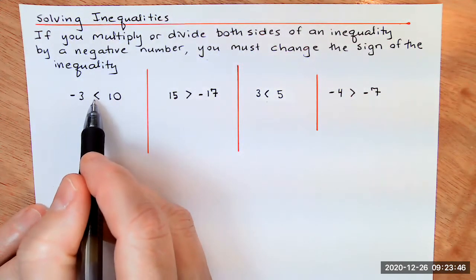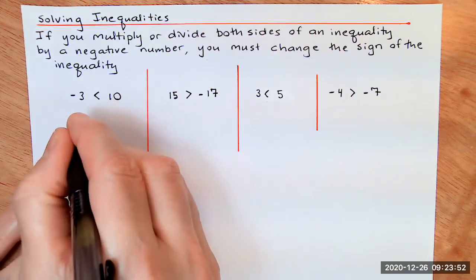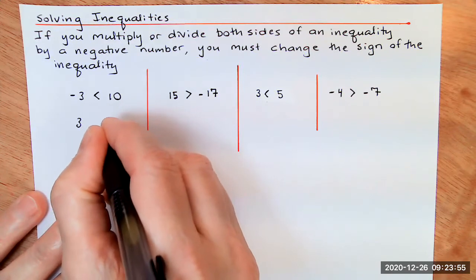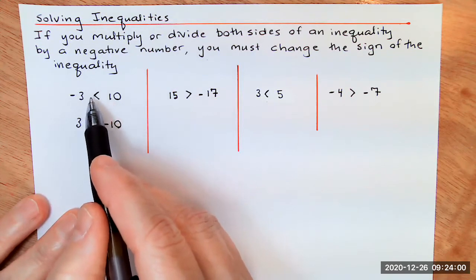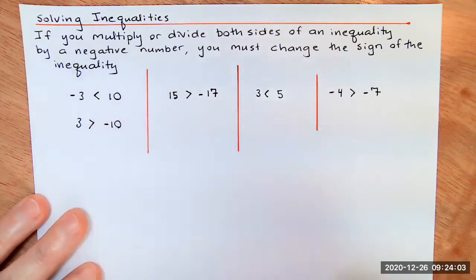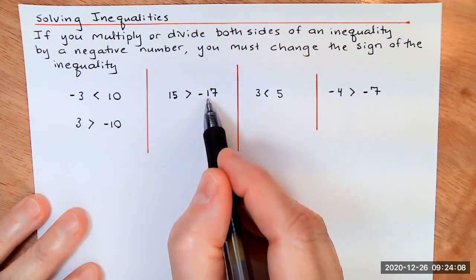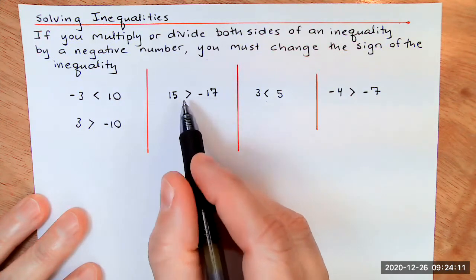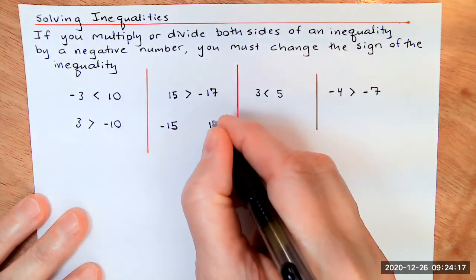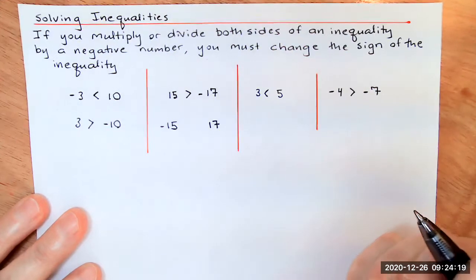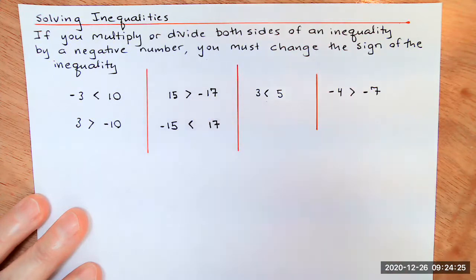So -3 is less than 10. If I multiply both sides by -1, we get 3 over here and -10 over here. So we must change the sign from a less than to a greater than. 15 is greater than -17. If we multiply both sides by -1, we get -15 over here and +17 over here. So it's easy to see that we must change the sign to a less than.